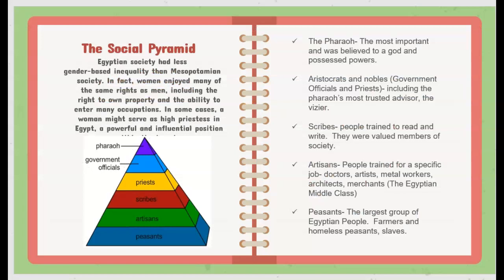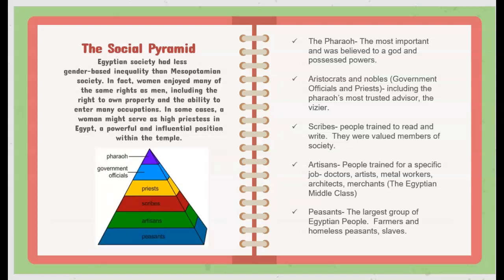The social pyramid. Egyptian society had less gender-based inequality than the Mesopotamian society. In some cases, a woman might serve as high priestess in Egypt, a powerful and influential position within the temple. The pharaoh was the most important and was believed to be a god and possessed powers. Aristocrats and nobles were government officials and priests, including the pharaoh's most trusted advisor, the vizier.